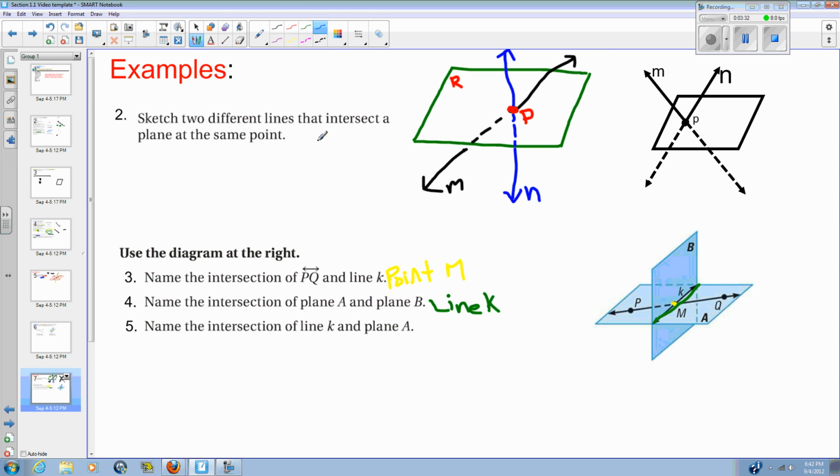And then the last part, name the intersection of line K and plane A. So line K is actually contained in plane A. So the intersection of line K and plane A is the entire line K, since line K is contained within plane A.